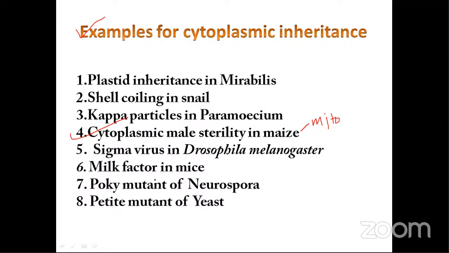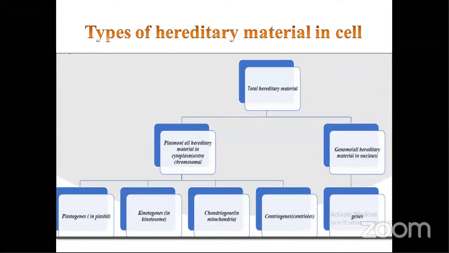Then sigma viruses in Drosophila, milk factor in mice. These two are not that important. But these two, the poky mutant in Neurospora and the petite mutant in yeast, are two famous examples. Then let's go to the next one.